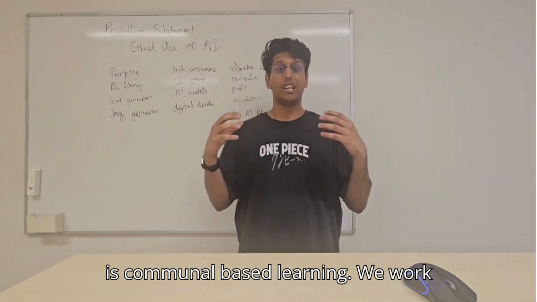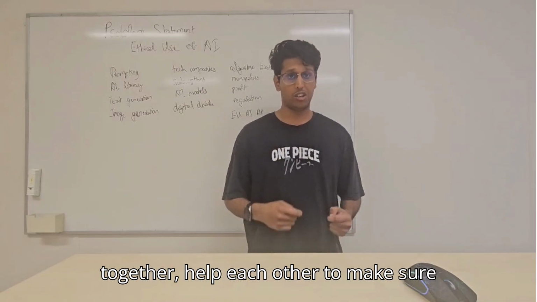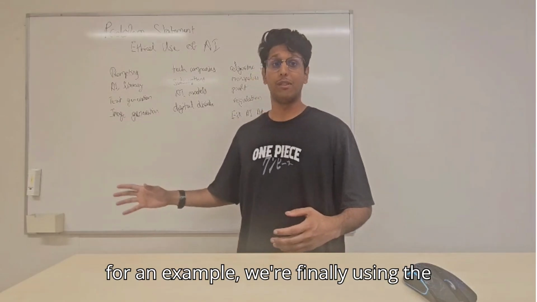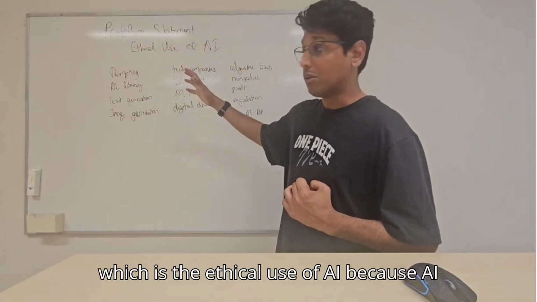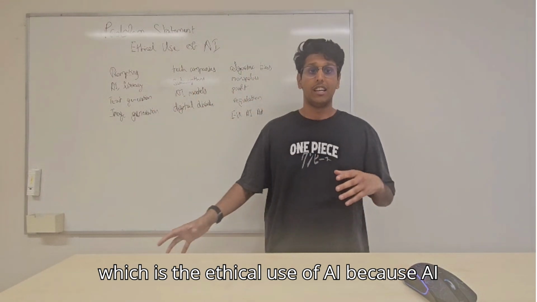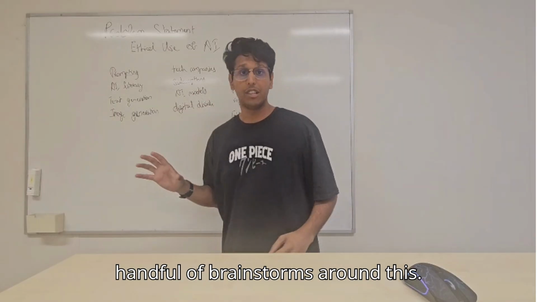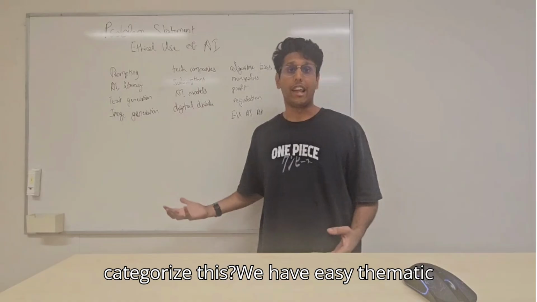PBL is communal-based learning. We work together, help each other to make sure that we can all learn together. So, for an example, we're finally using the board. We've got a problem statement, which is the ethical use of AI, because AI is all the rage right now. And we've got a handful of brainstorms around this. So, what could be some ways we can categorize this?